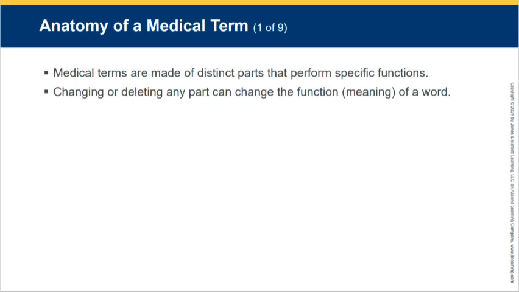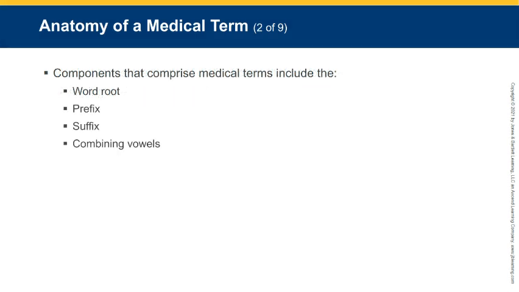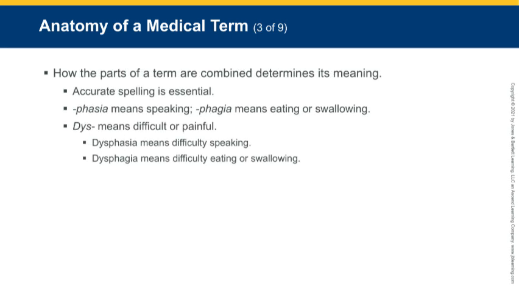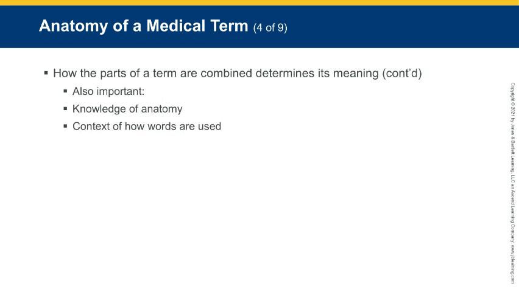Medical terms are made up of distinct parts that perform specific functions. Altering or removing any part can change the word's meaning entirely. The main components of medical terms include the word root, prefix, suffix, and combining vowels. These parts define the term's meaning. The combination of these parts determines the word's meaning. Spelling is crucial, as even small changes can alter the context. Understanding anatomy and how medical terms are used in context helps ensure accuracy in communication.